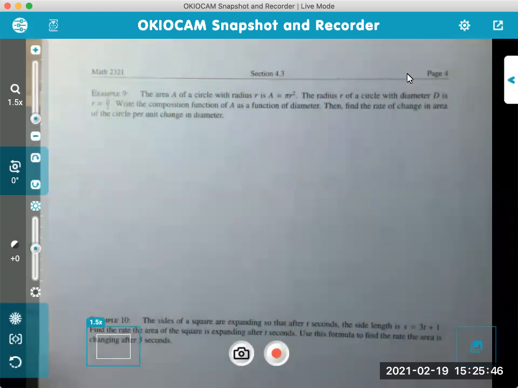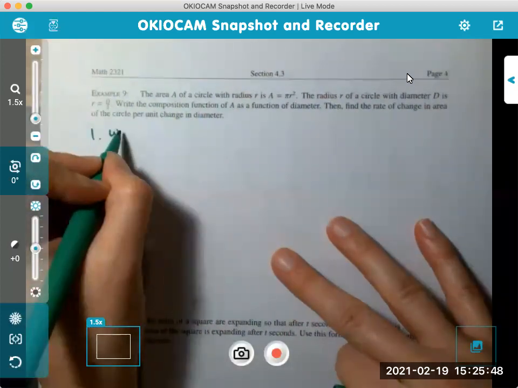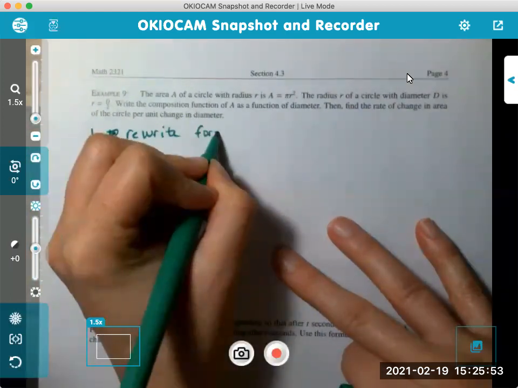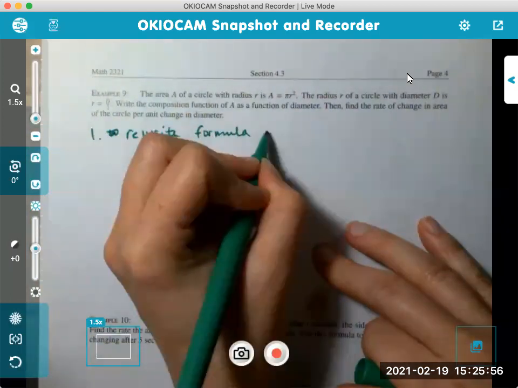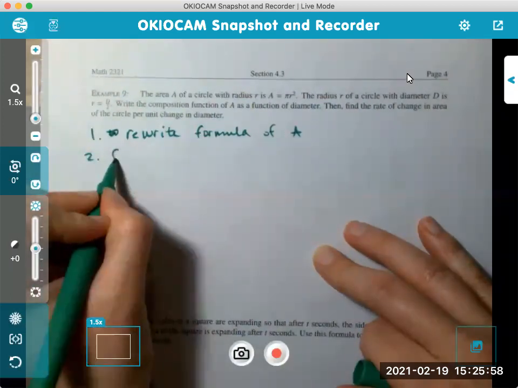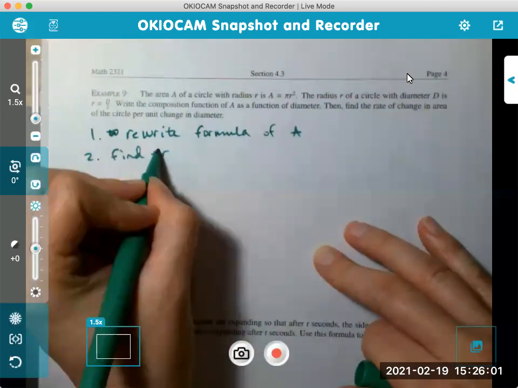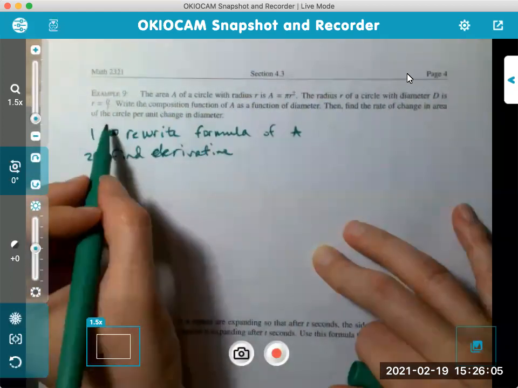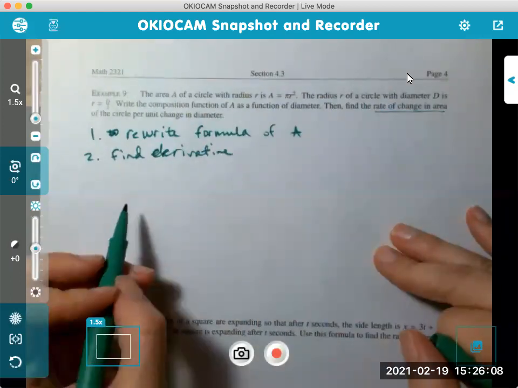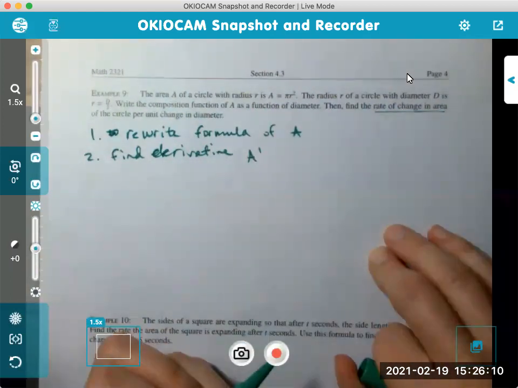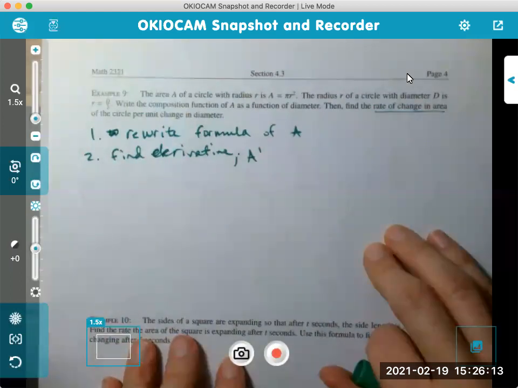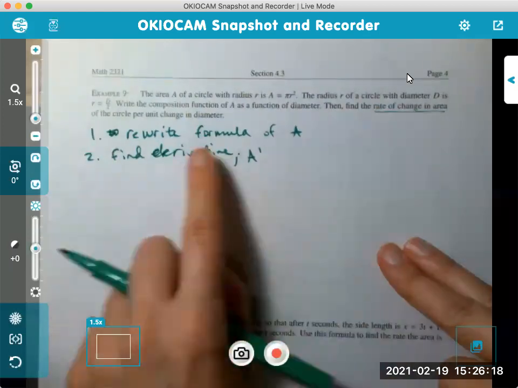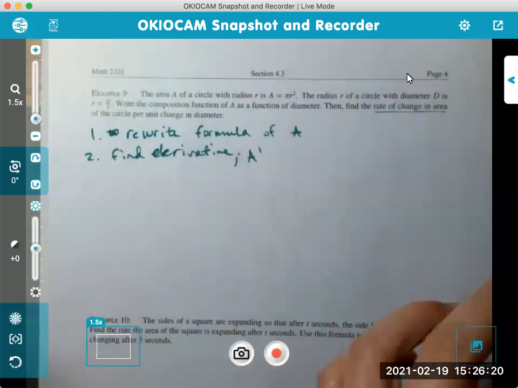So step 1 here, let's rewrite the formula of A. Step 2, find the derivative. That's what this is, the rate of change in area. Find the derivative, A prime. So step 1, write the new function. Step 2, find the rate of change of area. So away we go.